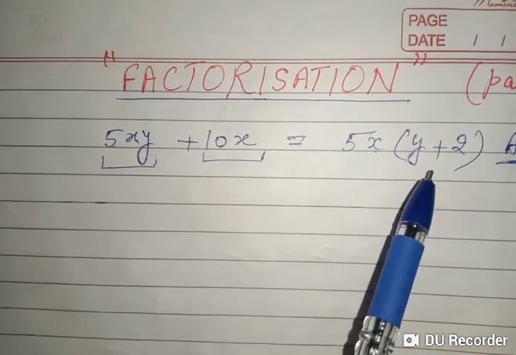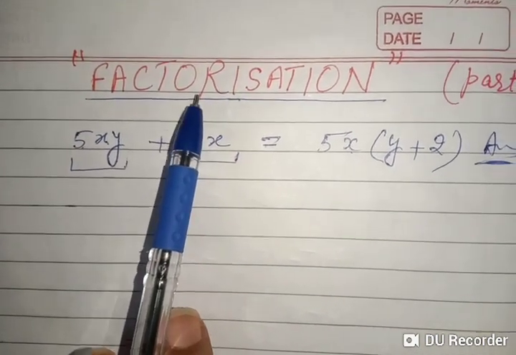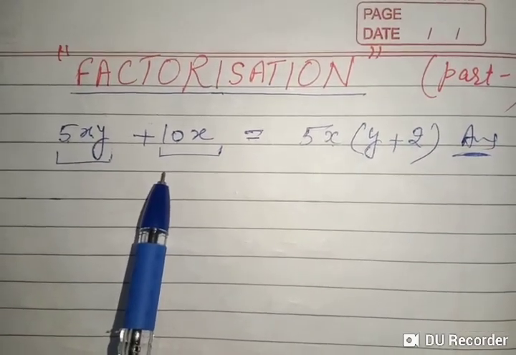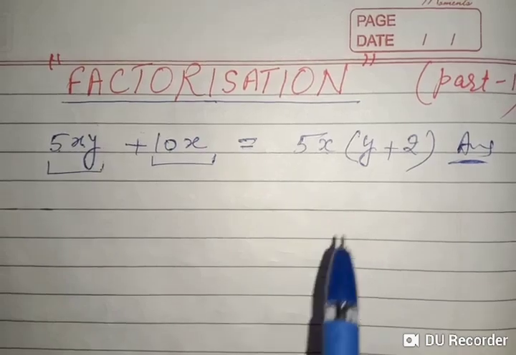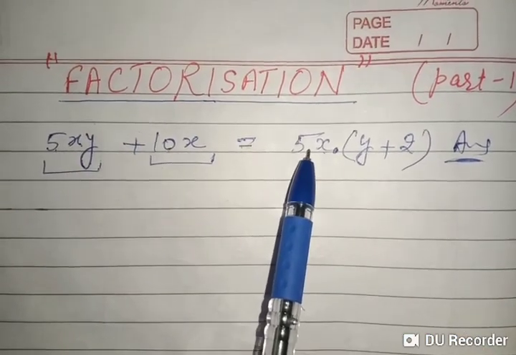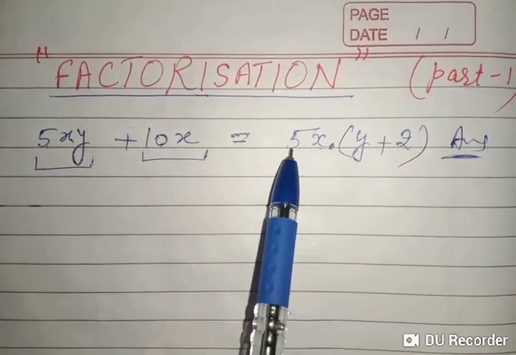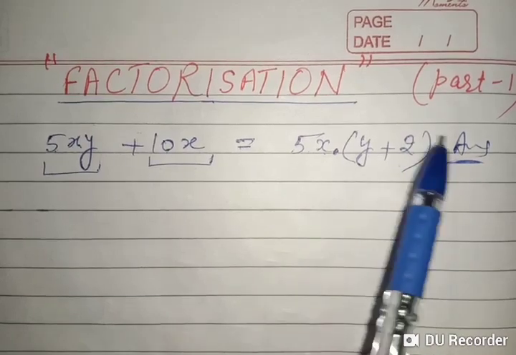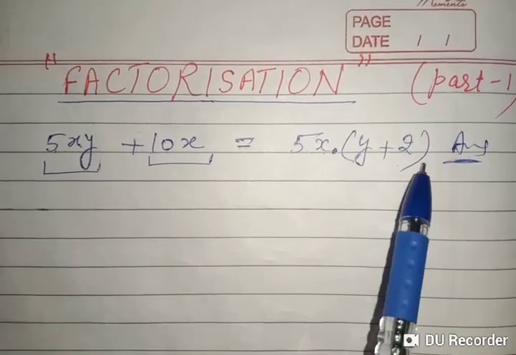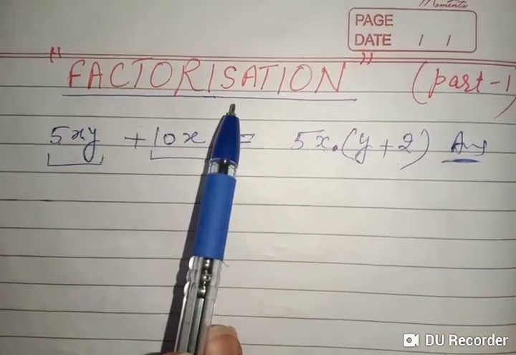This is called factorization. I have taken a very easy example to explain this concept. The meaning of factorization is to convert the expression of addition and subtraction into product. You can see here, this expression has three factors: one factor is 5, the other factor is x, and the third factor is this whole bracket. Every term is in multiplication: 5 multiply x multiply y plus 2. This example I have taken to explain the concept of factorization.